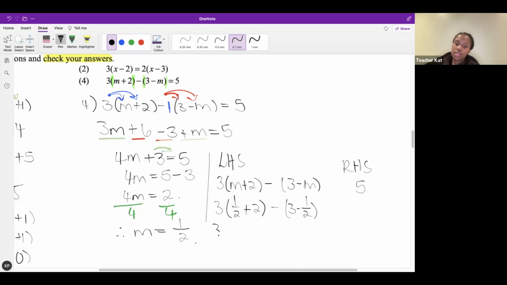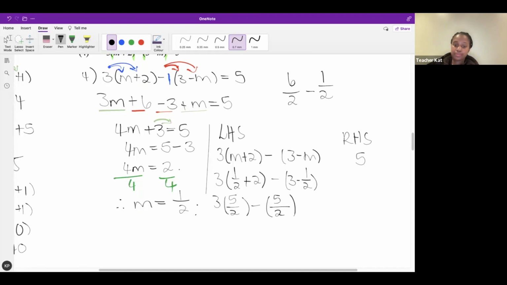All right, let's get going. What is a half plus 2? Give me an improper fraction, please. A half plus 2. There we go. 5 over 2. Minus 3 minus a half. 3 minus a half. So 6 over 2 minus 1 over 2. And that's going to give us 5 over 2.